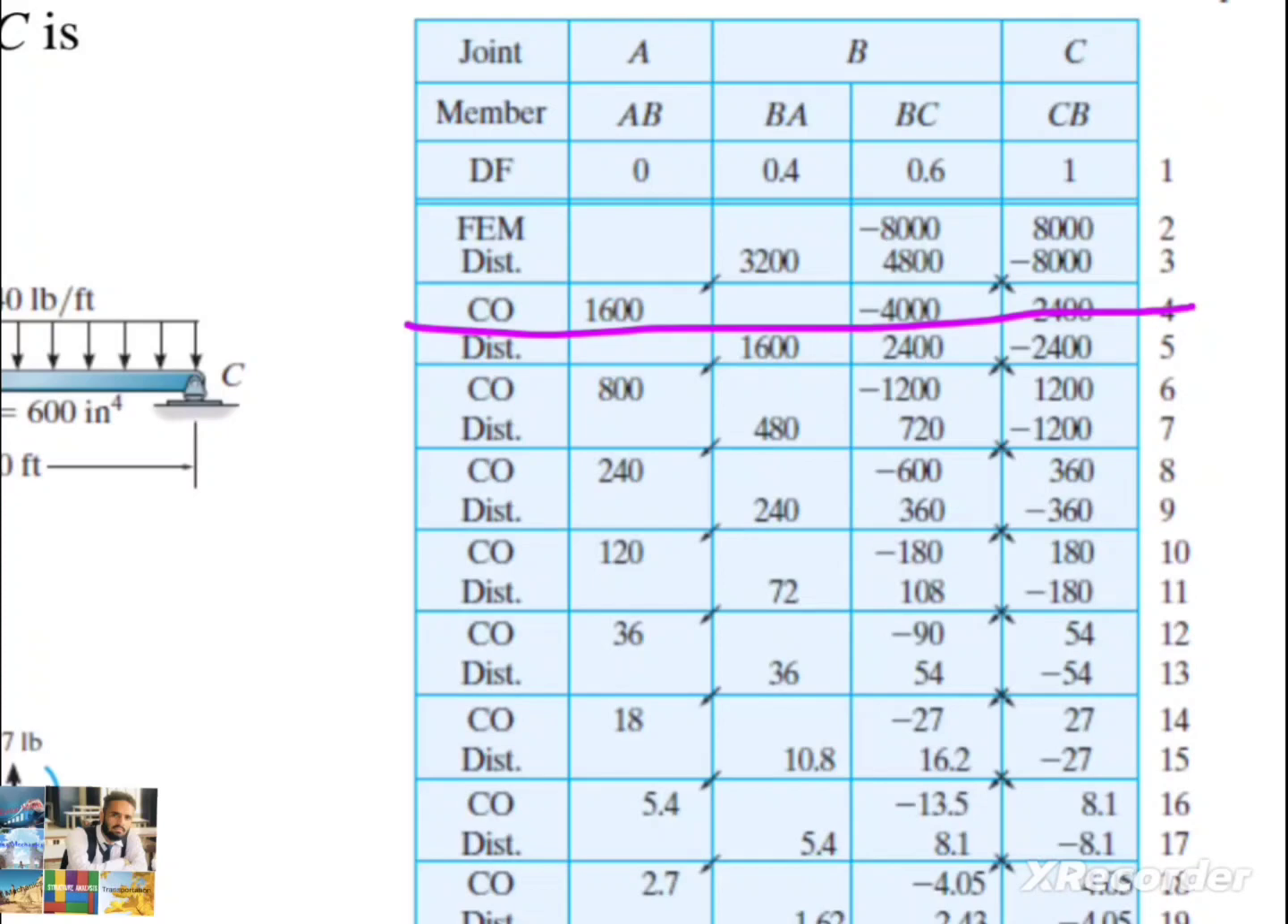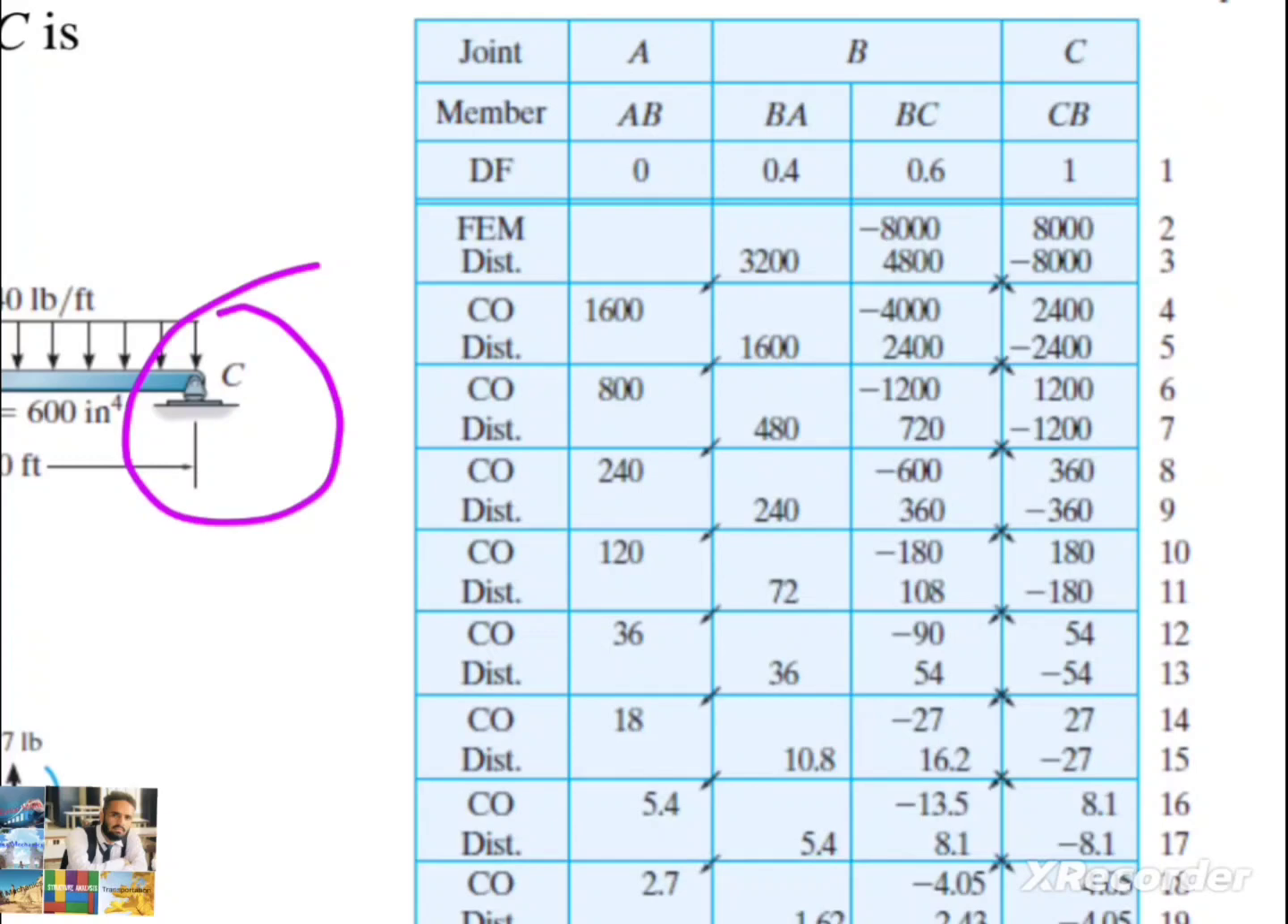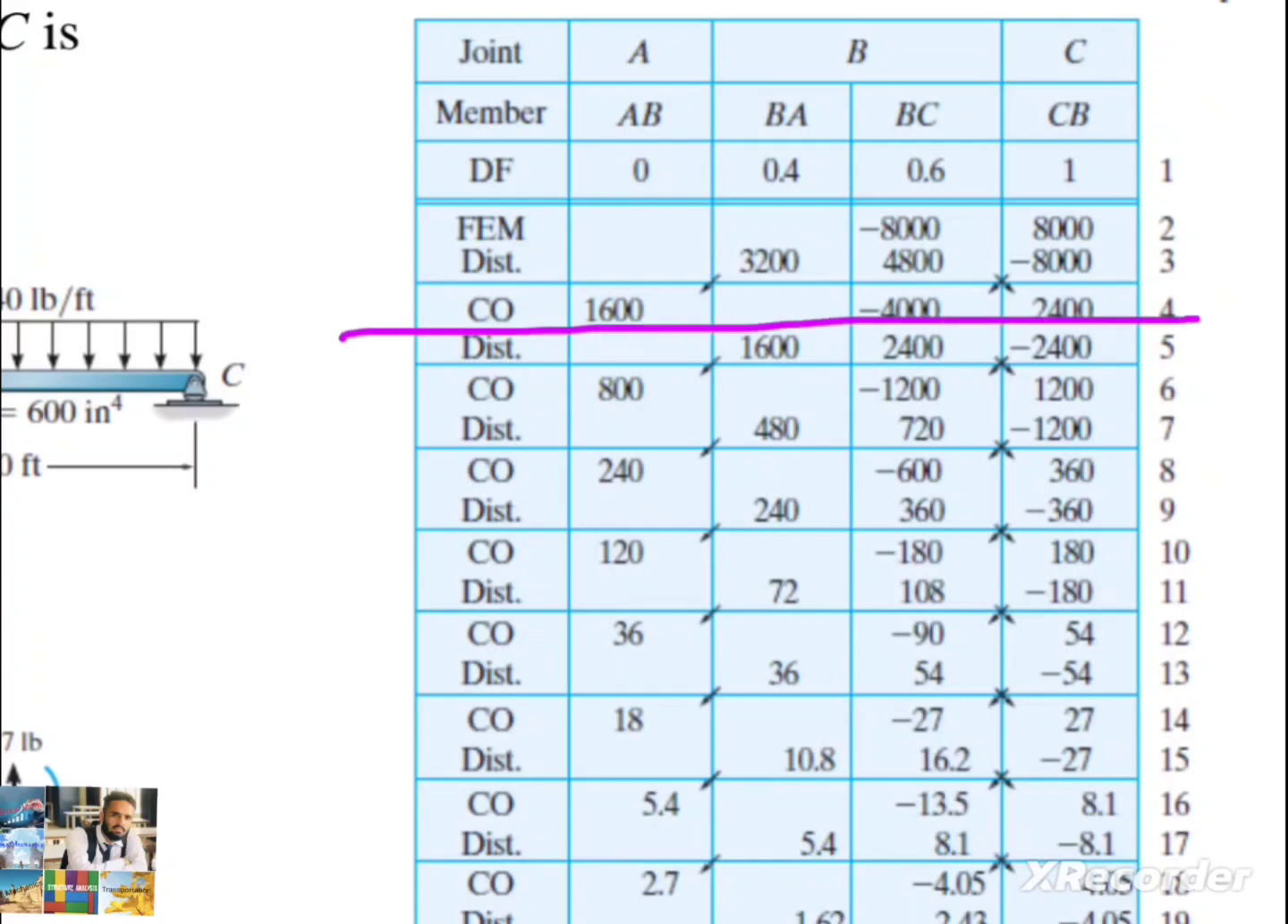How do we get this? From C we also carry over moment to the B point. At C the distribution moment is minus 8000, so carrying over this moment by half to the BC span gives minus 4000. So we get the carryover moments.